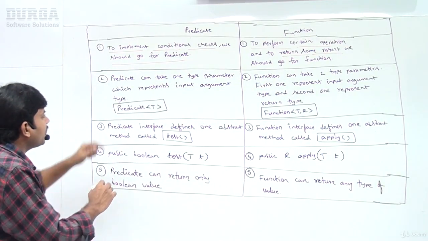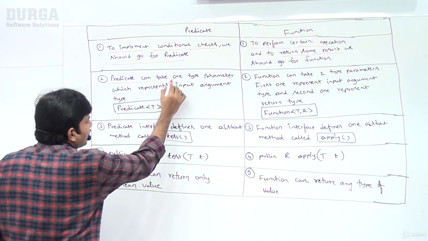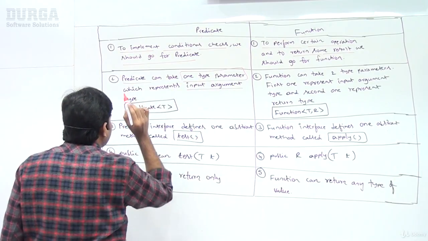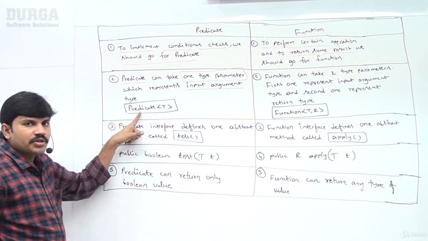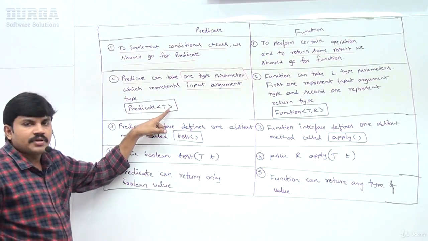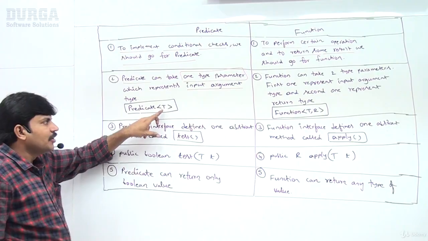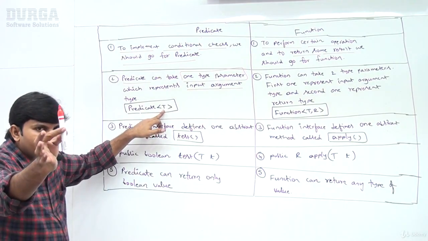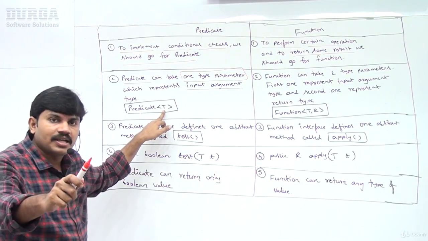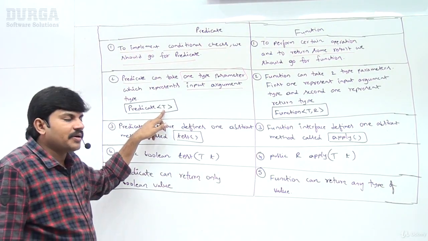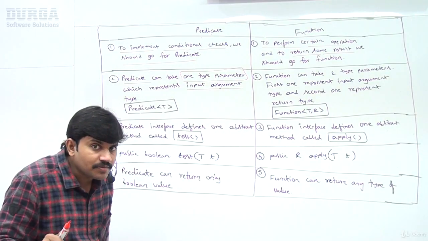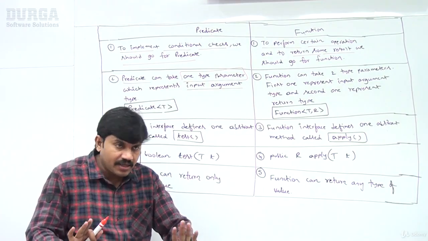Next, predicate can take only one type parameter, which represents the input argument type. Are you getting it? Sir, how is predicate declared? Do you know? Predicate of T. Remember this one. How many type parameters are there? Only one. This type parameter is going to represent what? Input type. Sir, why are you not specifying the return type? Return type we are not required to specify. Return type is always Boolean type only. Clear, right?